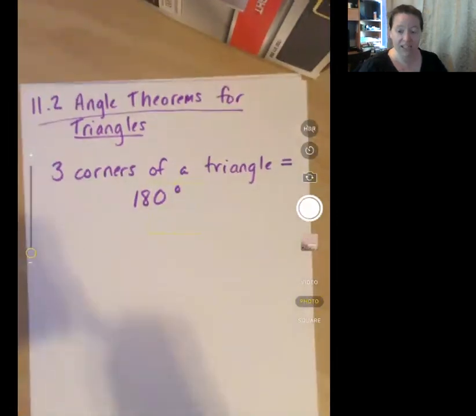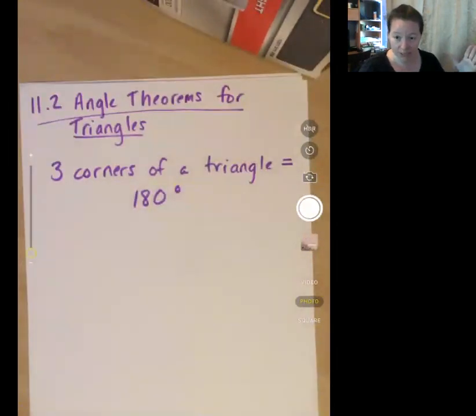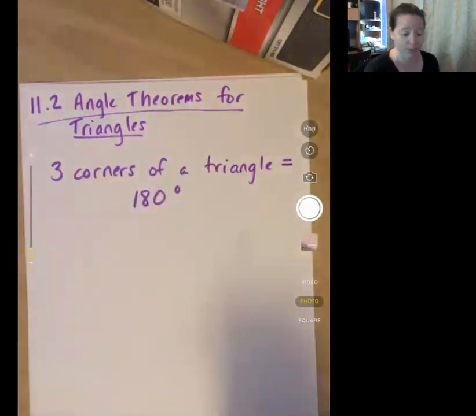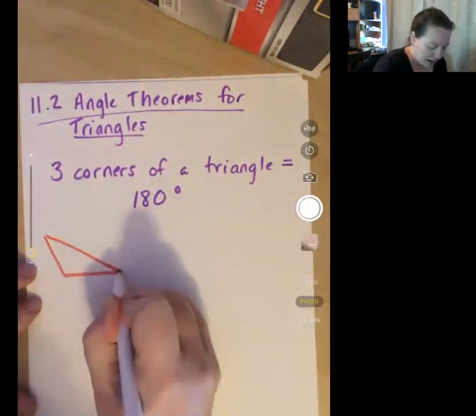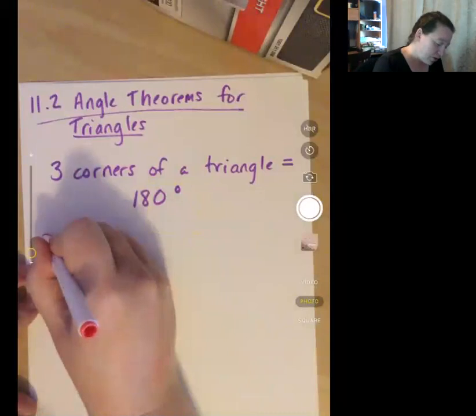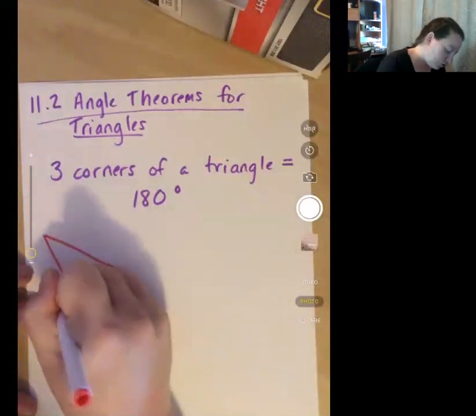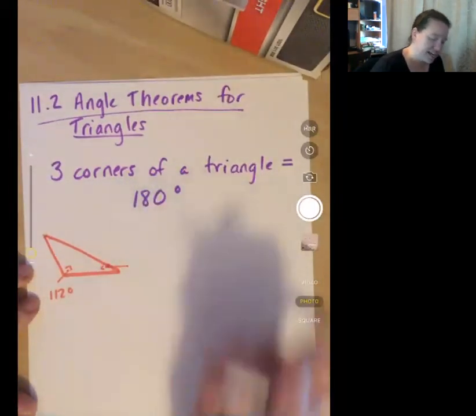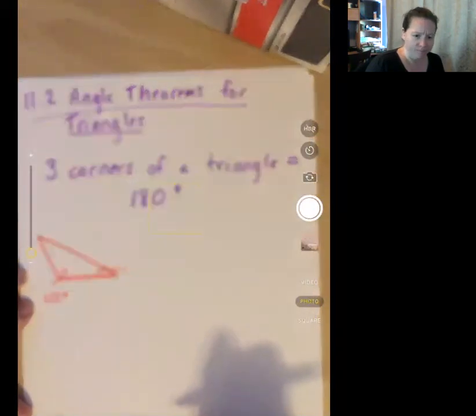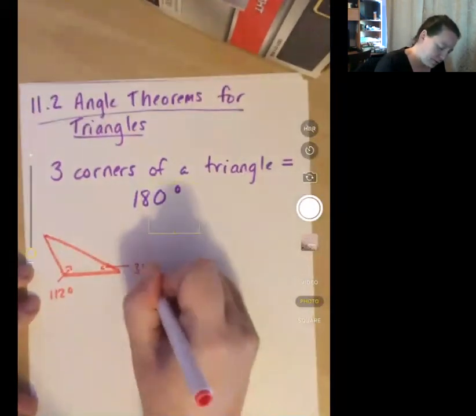The other big, huge concept, actually, you know what? Let's do a couple of examples with the three corners equaling 180 degrees, and then we'll move on to the other big, huge concept, just so that you have an example here. So if I have a triangle like this, and I am told that this is 112 degrees, and I am told that this is, let's go with 35 degrees.